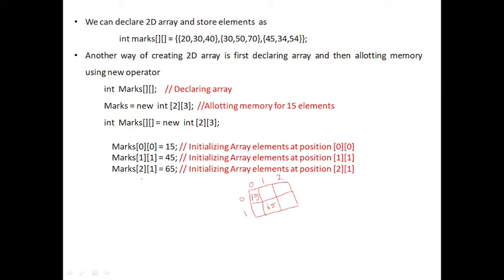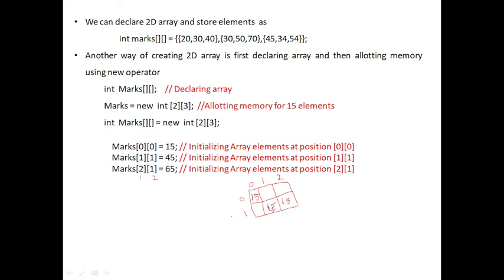If you see here, marks of 2, 1 means second row, first column. It is not there here, so actually it is wrong. Here you have to write 1. This is 1 and this is 2. This is row index 1, column index 2. This location. Here you have to store 65. Sorry, this one is not 65 here. This is 45.